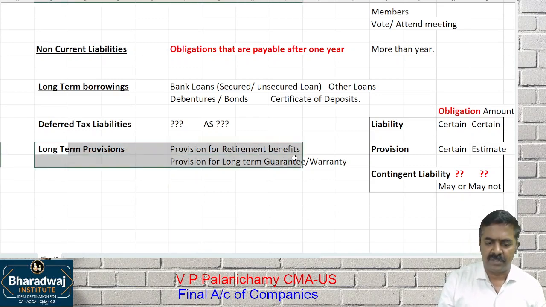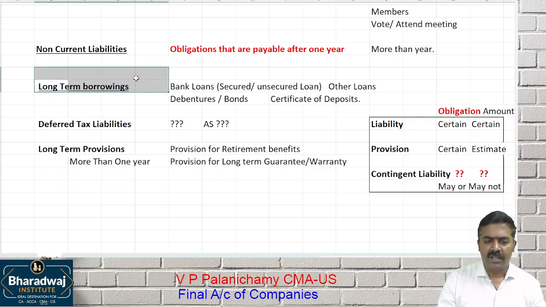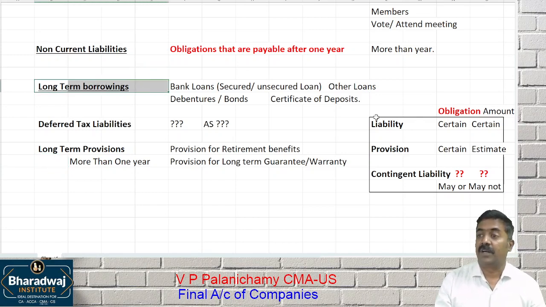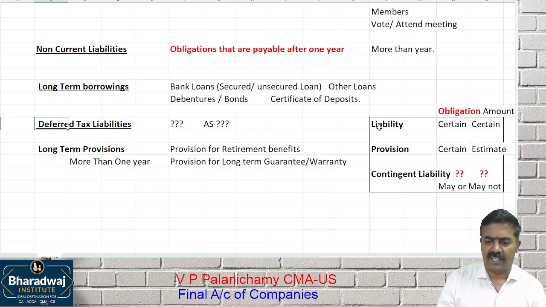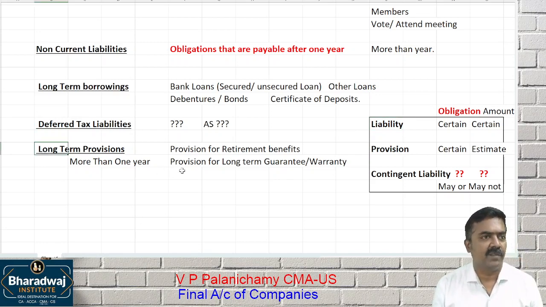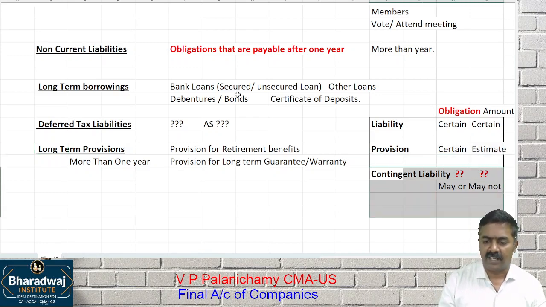So long-term provisions, these obligations will come for more than 1 year. More than 1 year can create a provision that is called as which one? Long-term provision. Pay attention. Long-term borrowing will come under which head? Liability. Deferred tax liability will come under liability. This provision for gratuity, provision for guarantee warranty given will come under which one? Provision.